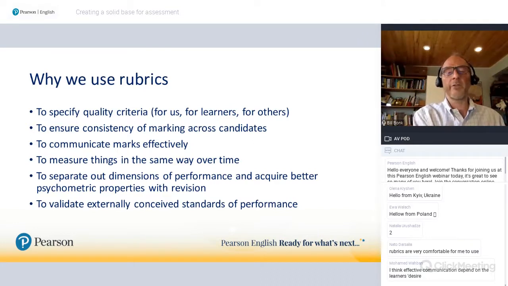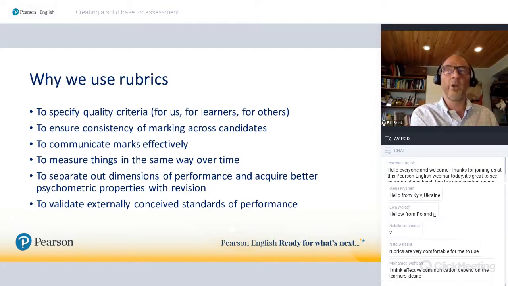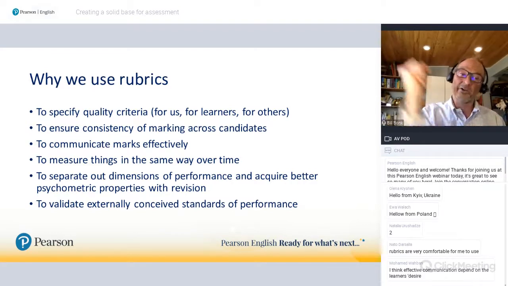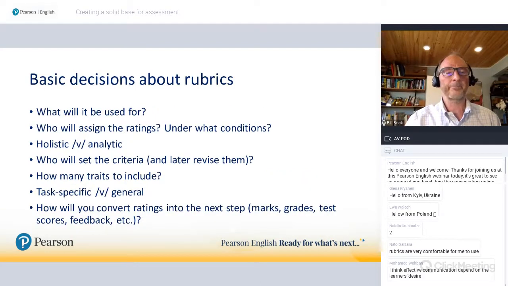And finally, we often use these rubrics to validate externally conceived standards of performance, often from some higher level people at government or in a corporation or in a school system, or any higher level stakeholders. They're going to tell us what the standards are, and so we often need to validate them by looking into particular aspects of those. So we'll include those standards in our rubrics and then show them where it actually works or where it doesn't work to validate those standards.